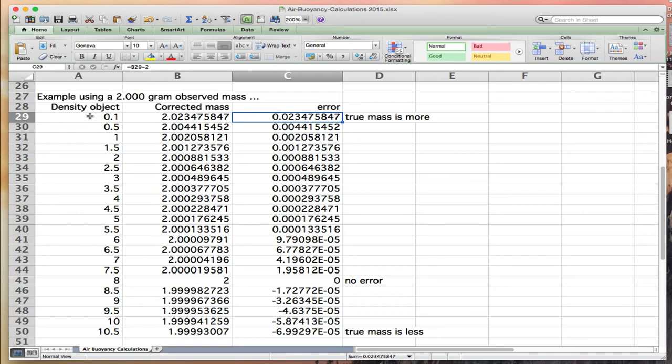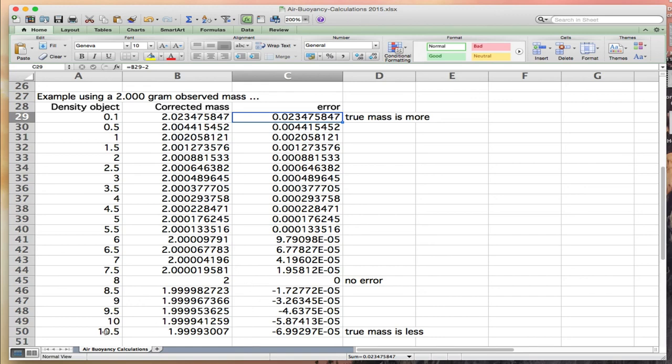And you can see with a density of 0.1, we get about a 1% error. Okay, so for objects with very low density, you can get a pretty large error. As we approach 1, the density, the error becomes, again, 0.1%. It becomes exceedingly small as we approach 8. And of course, at 8, there is no error in the mass measurement because the buoyancy effects are equal for both the steel balance weights and the object.